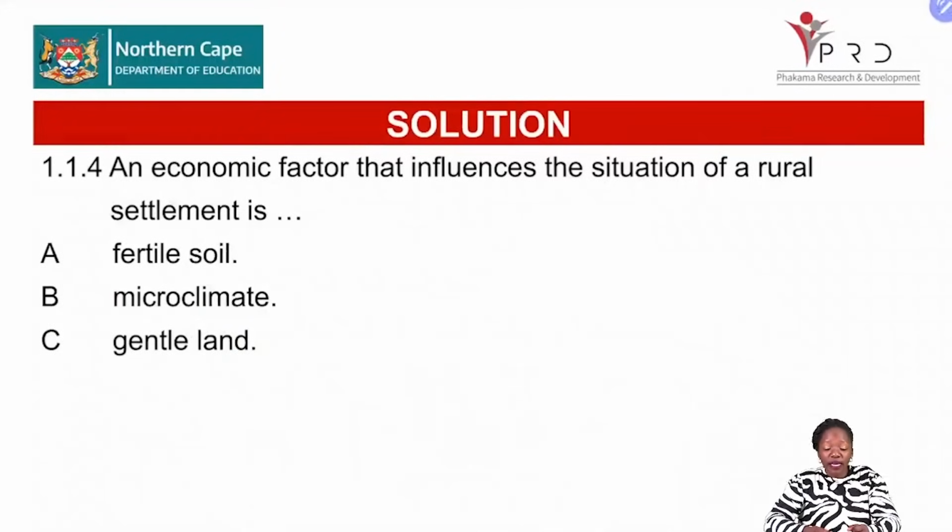Another 1 minute, and then after 1 minute, we will be able to proceed to the solution. Right, looking at our solution, as we were looking for that economic factor that will influence the situation of the rural settlement, we are looking in terms of the local markets. Remember, the local market is where you're going to sell your product. As you are selling that product, it will be an income that will be generated. So therefore, it becomes an economic factor. Your fertile soil, your microclimate, your gentle land, they all become physical factors. So therefore, our economic factor is D, which is your local market.